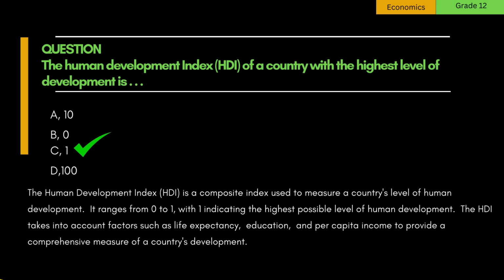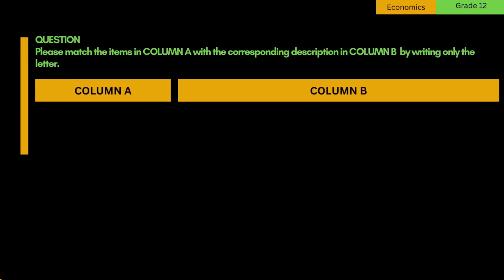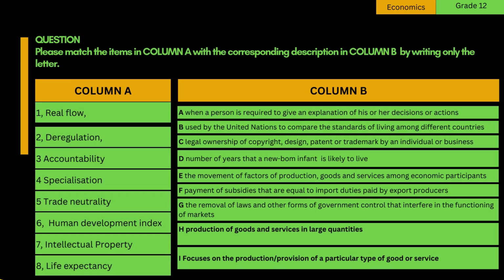The HDI takes into account factors such as life expectancy, education, and per capita income to provide a comprehensive measure of a country's development. Please match the items in column A with the corresponding description in column B by writing only the letter. 1. Real flow. This refers to the movement of goods, services, and factors of production among economic participants. The correct answer is E.